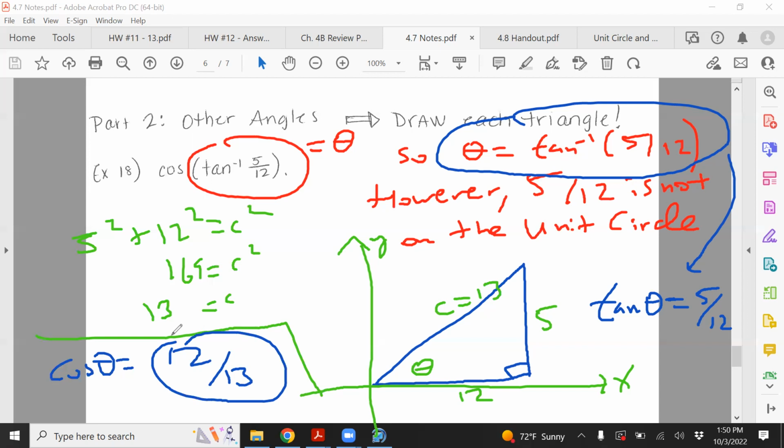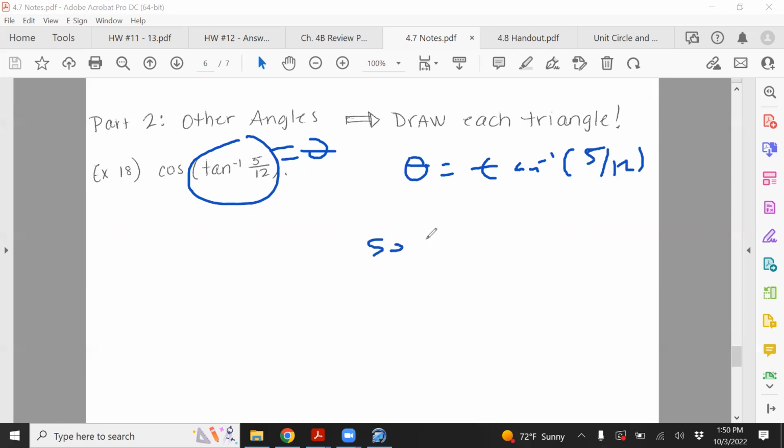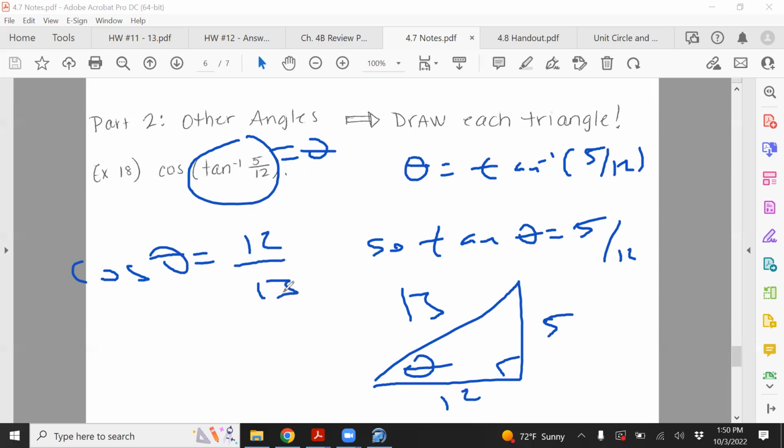This is 4.7 still. So again, what I just did, this is theta. So theta equals inverse tan of 5/12. So tan theta equals 5/12. Drew a triangle. Theta, 5, 12. Did Pythagorean theorem, got 13. Found cosine theta, which is 12 over 13. That's really the work you need to show. I know I added a lot of stuff earlier on, but that's really the work you need to show.